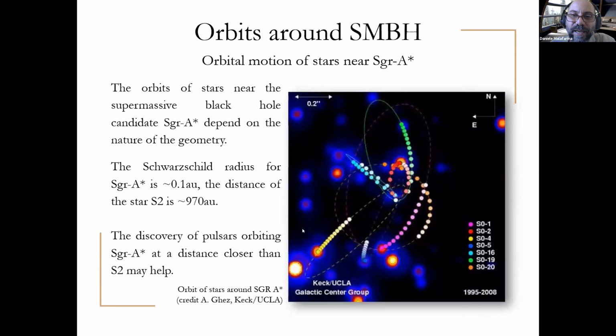Could we see that in the orbit of stars around Sagittarius A star? Unlikely, because these effects would happen very close to the horizon, and the closest star seen so far is at almost 1,000 astronomical units, which is way too far for these effects to actually be visible, unless you wait for long enough time and they accumulate over time and then become visible, but it would take probably centuries or more.